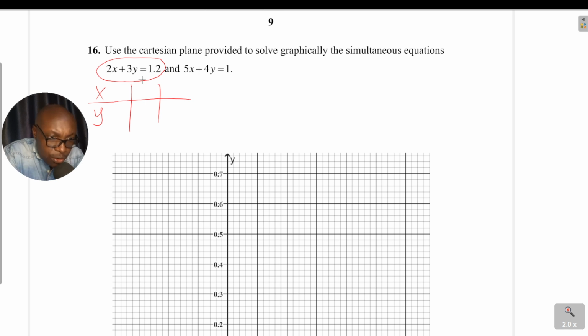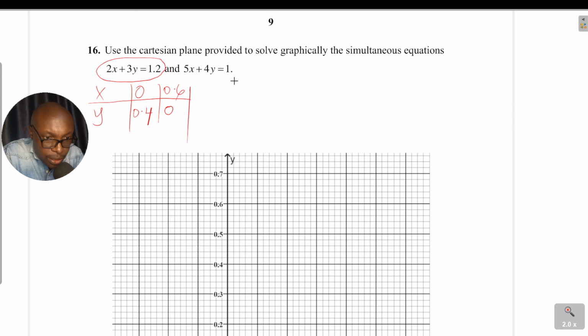When x is 0, substitute 0 in that equation, 2x plus 3y is equal to 1.2, and y will be 0.4. Then choose another one. When y is 0, substitute 0 where you have y, and you get x equal to 0.6. So those are the 2 points that you're going to use.